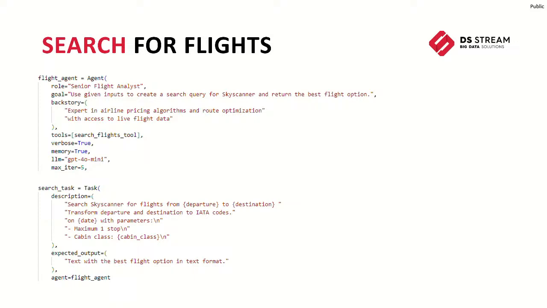After that, we have a search task that tells the agent exactly what to do, such as turning city names into airport codes or choosing the date. The final output is a simple text with the best flight option. Overall, this code is an example of how we can give an AI agent a clear job, the right tools and instructions, so it can handle real tasks like booking flights all by itself.